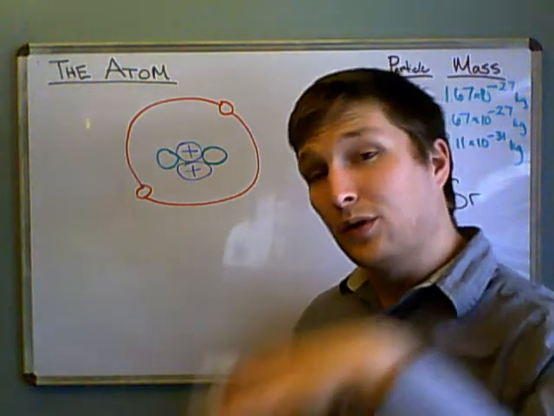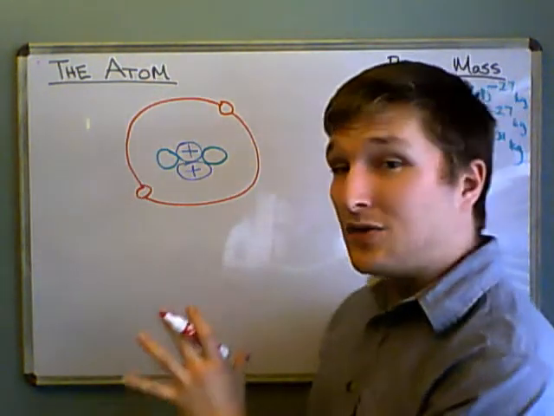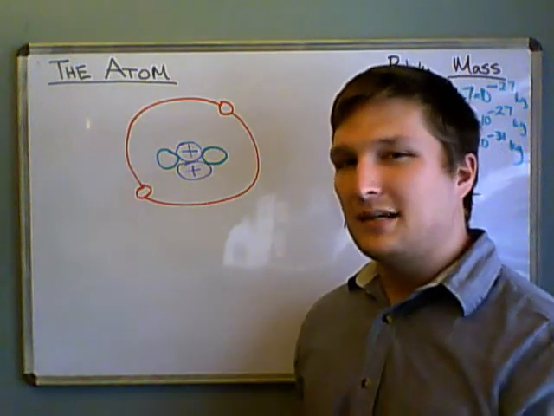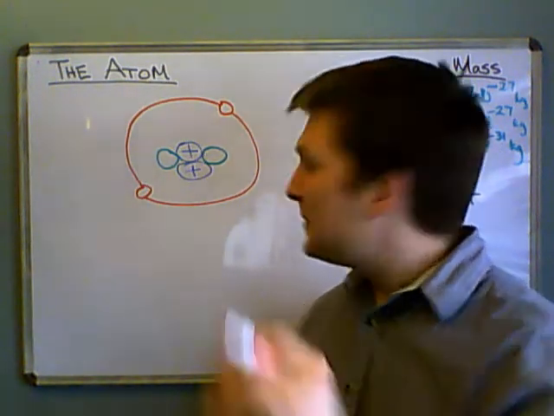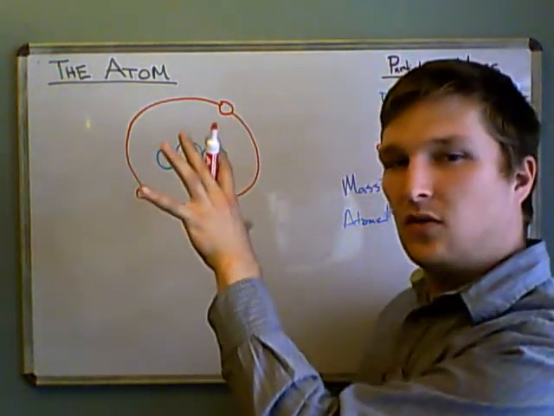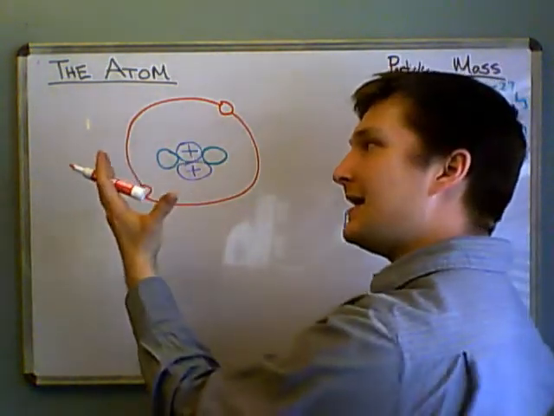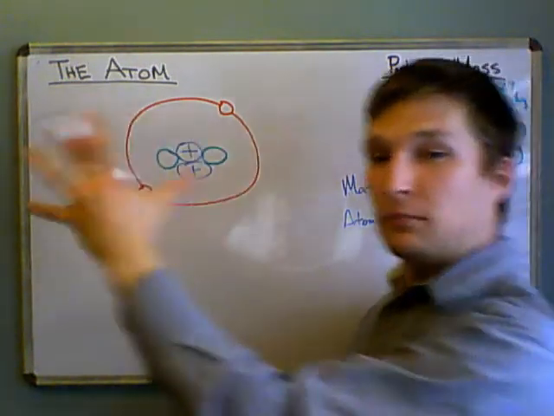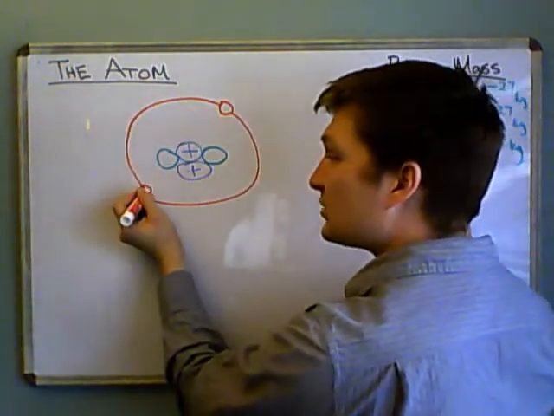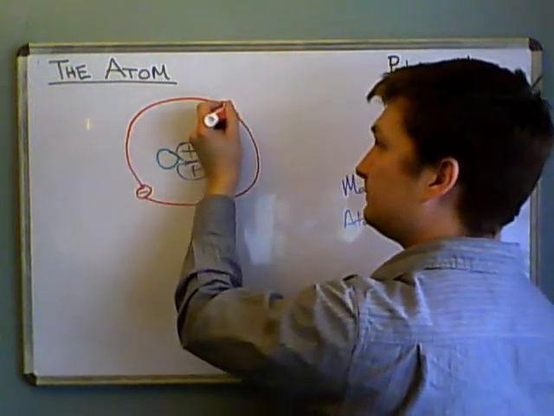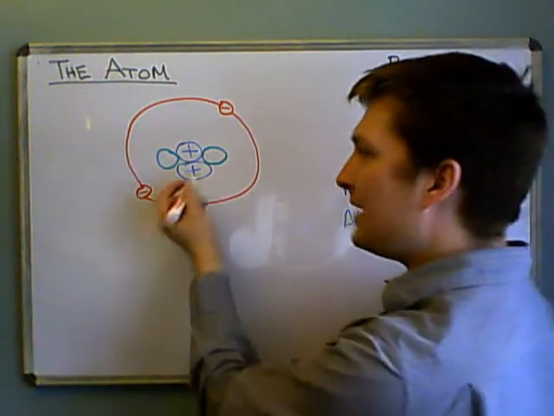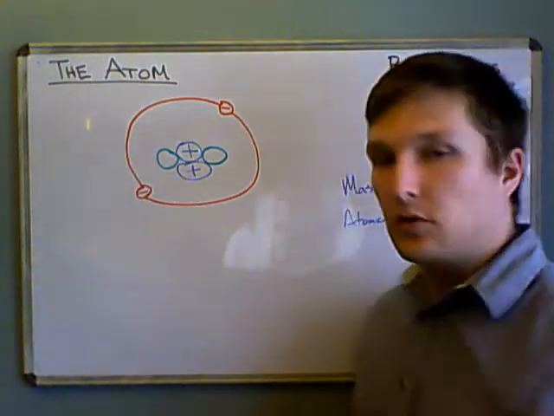What really goes on is much more interesting and very counterintuitive. We might get to that in some other videos. But for right now, we're just going to say that the electrons basically encompass some kind of volume around the nucleus. And each electron has a charge of -1. And they're basically held there by the positive charge of the proton.